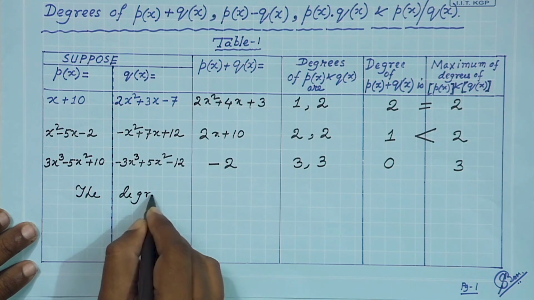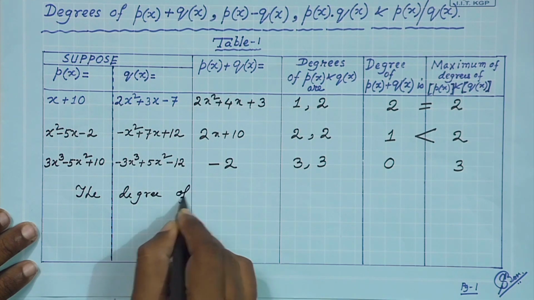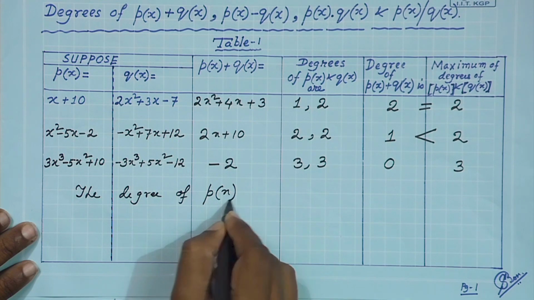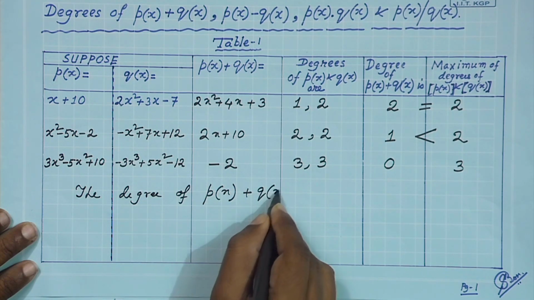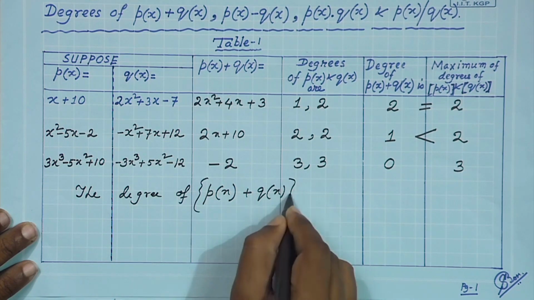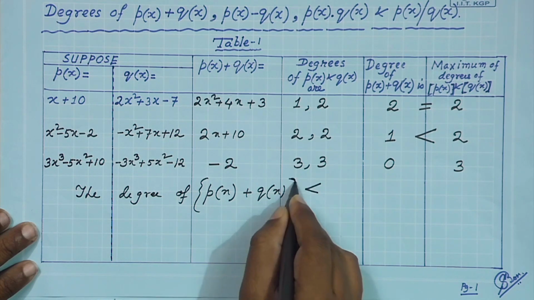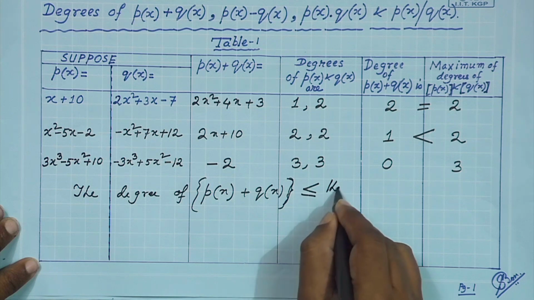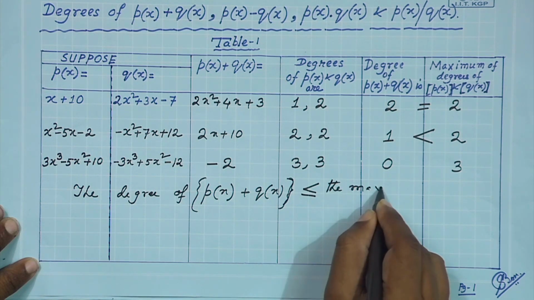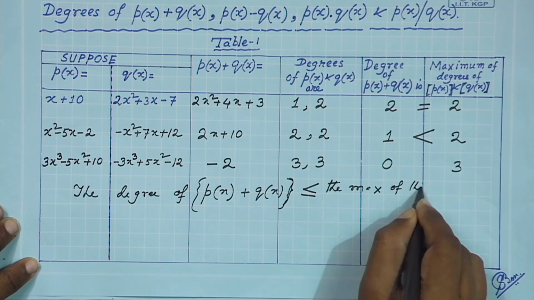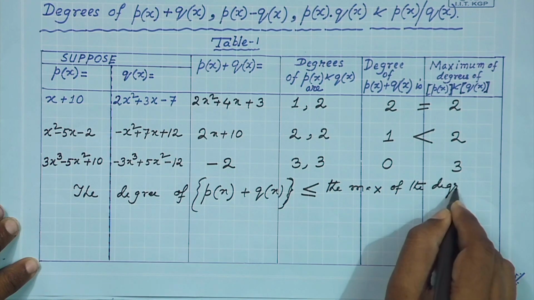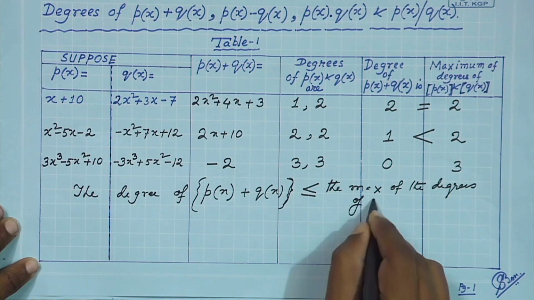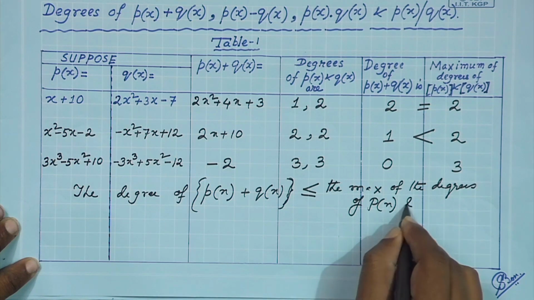So, can we say the degree of p(x) plus q(x) is less than or equal to the maximum of the degrees of p(x) and q(x)?